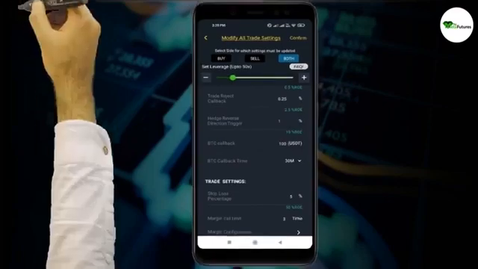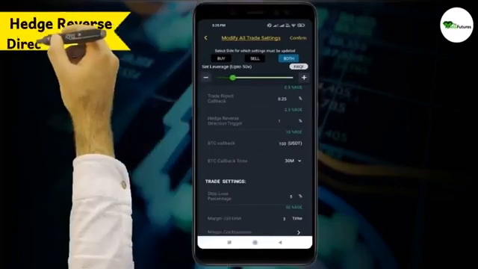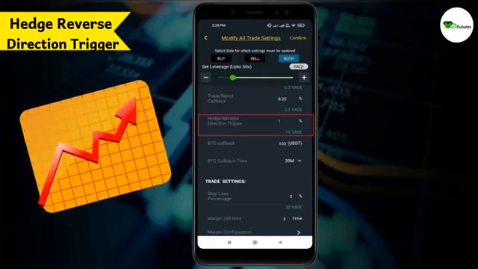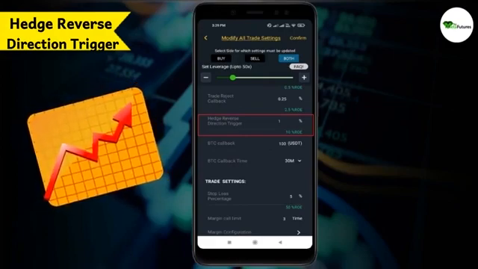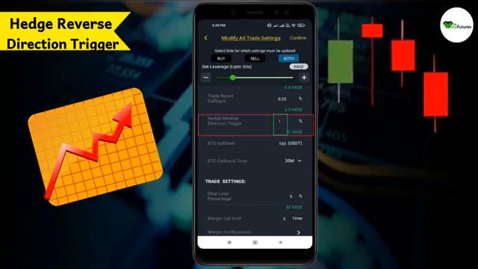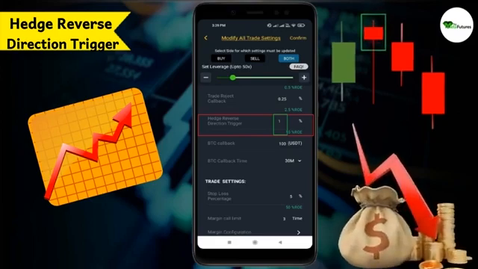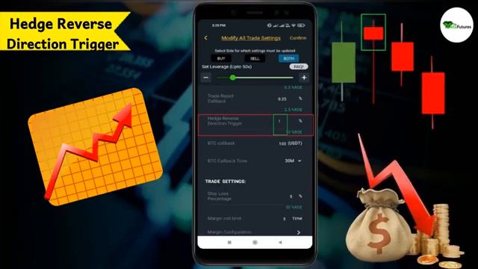Next is hedge reverse direction trigger, which allows you to trade in both directions. Suppose you have placed a trade that the market will go up, but instead of going up, it started going down. As I have entered a 1% value in hedge reverse direction trigger, whenever the trade comes down by 1%, the bot will immediately place a trade in the other direction as well.